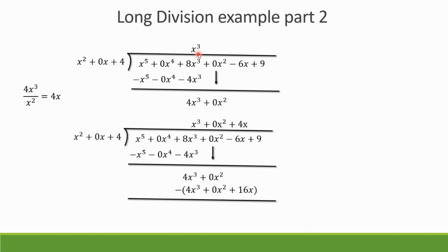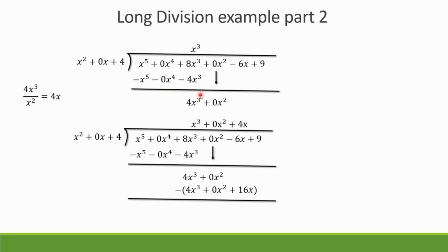So from here, now we subtract. These cancel, of course. I mean, they're both 0, so technically they're not there, but they still cancel. And we have 8x cubed minus 4x cubed, which is 4x cubed plus 0x squared. The 0x squared we bring down.